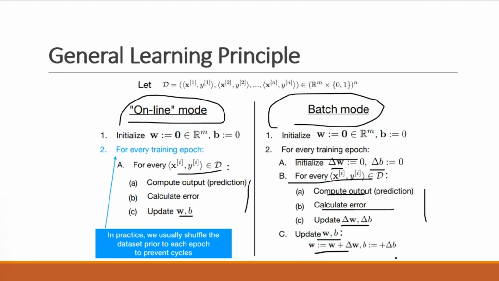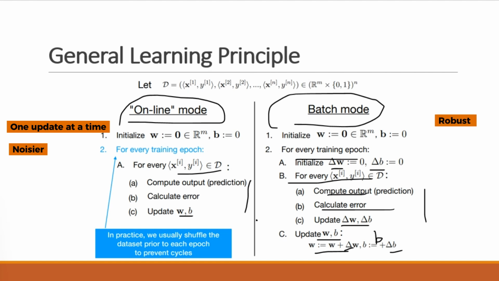What is the advantage of doing this, say online versus batch mode? Online mode is one update at a time, so it can be a little bit noisier. The batch mode is a little bit more robust, you can say. You collect the statistics or information from the whole dataset before you do the update. The disadvantage is it's a slower mode of updating because you do only one update for each training epoch. On the left hand side, you do multiple updates each epoch.